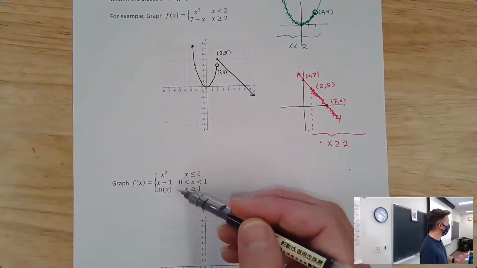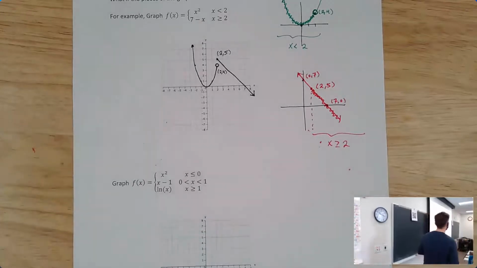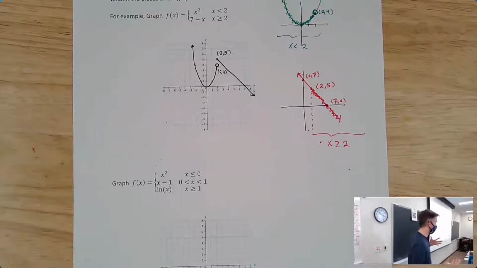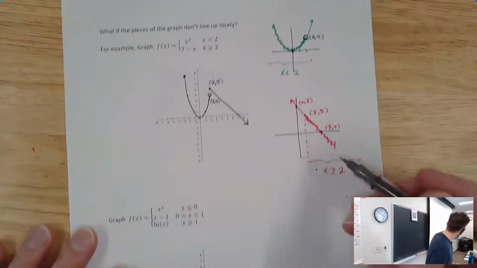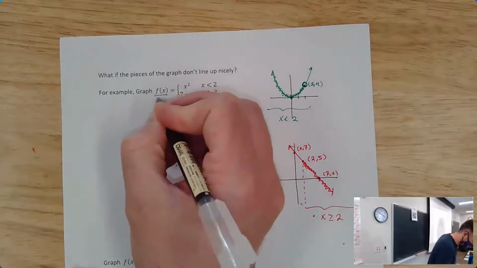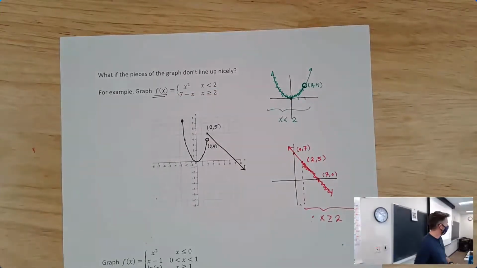Oh yeah, question. This is one function, but we're taking two different pieces of other functions and making a new function out of it. So yes, this is a single piecewise function. We're calling it f of x, but you're right, we're using multiple other functions to make this new thing.